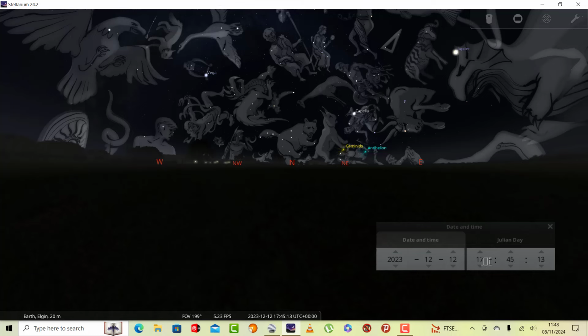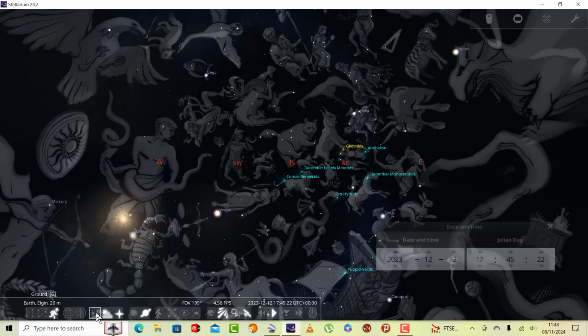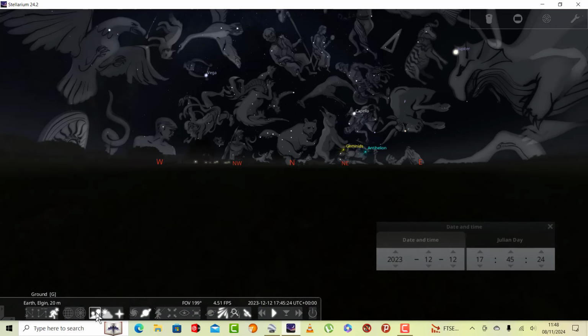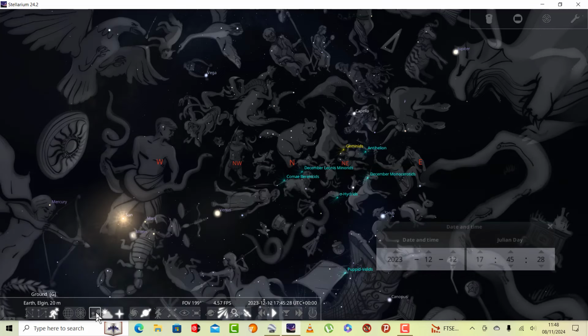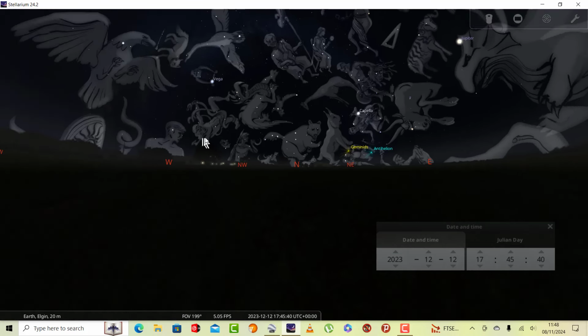So it's 1745, and we can see it is dark already. Now you've got an option here where you can put in the land and take away the land. So that's the land put in, and that's the land taken away. So the stuff underneath there, you can see this is the ecliptic underneath. This here is the North Celestial Pole, and anybody who's looking at this should be able to see the arc.